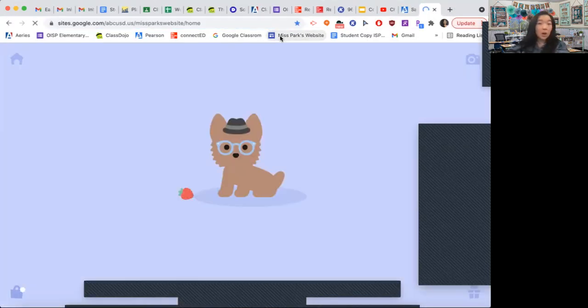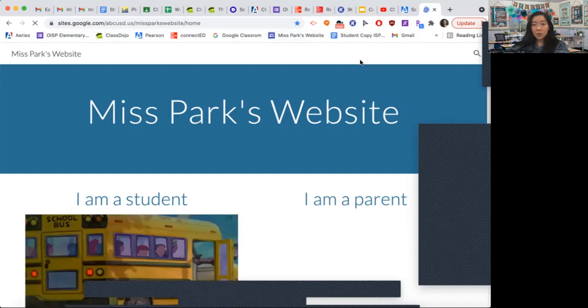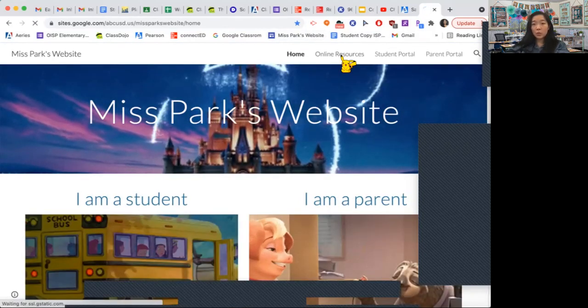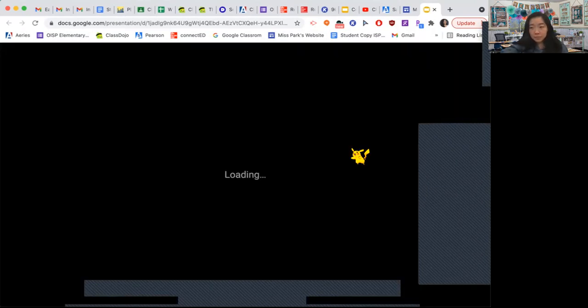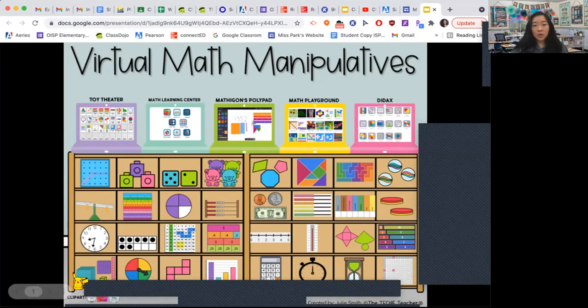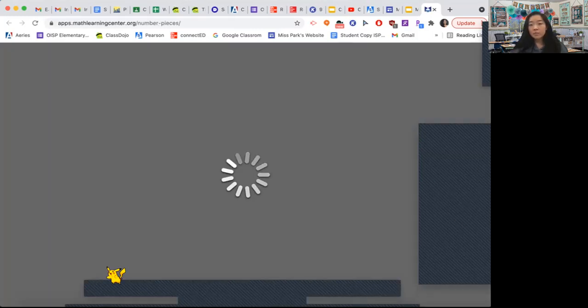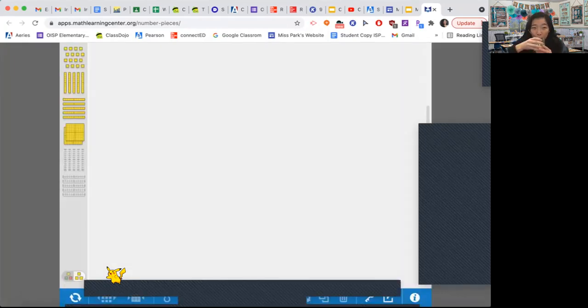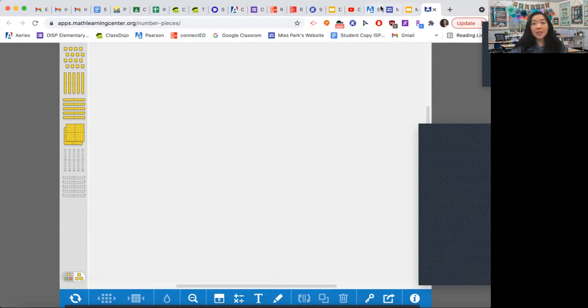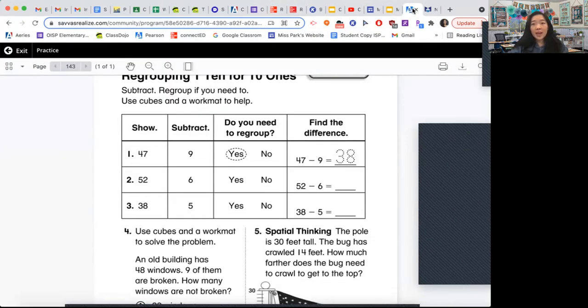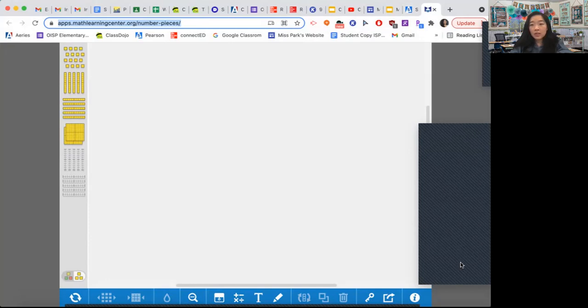I have our blocks on my website. So I'm going to go to Ms. Park's website, which I do have already bookmarked. I'm going to scroll all the way down to the math manipulatives, and then look for the one I wanted to use. Yep. All right, so here we go. What were the numbers again? If you guys want to use it too, I'll send you the link in the chat.